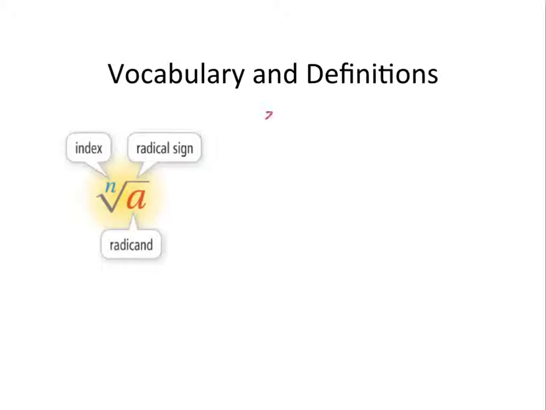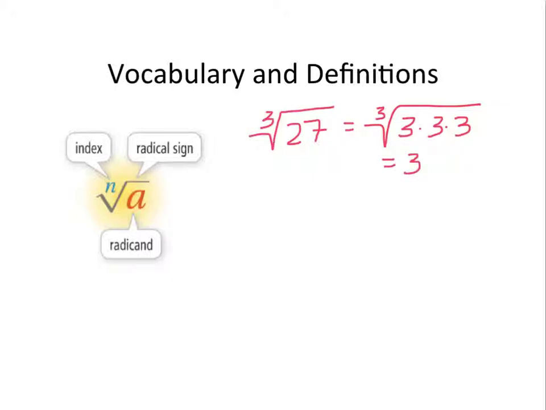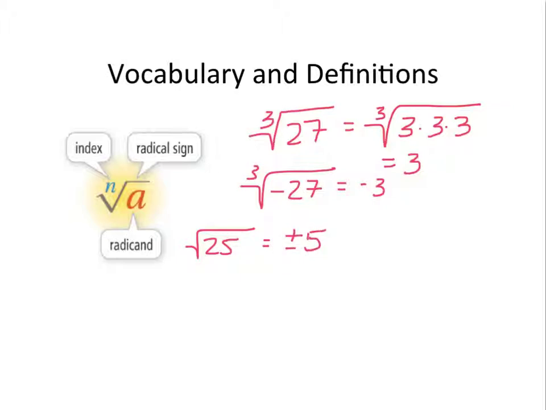So the cube root of 27, for example, is asking what to the third power is 27. I picked an easy one. That would be 3. And remember, just like we saw on the previous page, if I had a negative, that would be negative 3. But if I was talking about the square root of 25, we can say that's plus or minus 5, but the square root of negative 25 is a non-real number. So that lays out the vocabulary.